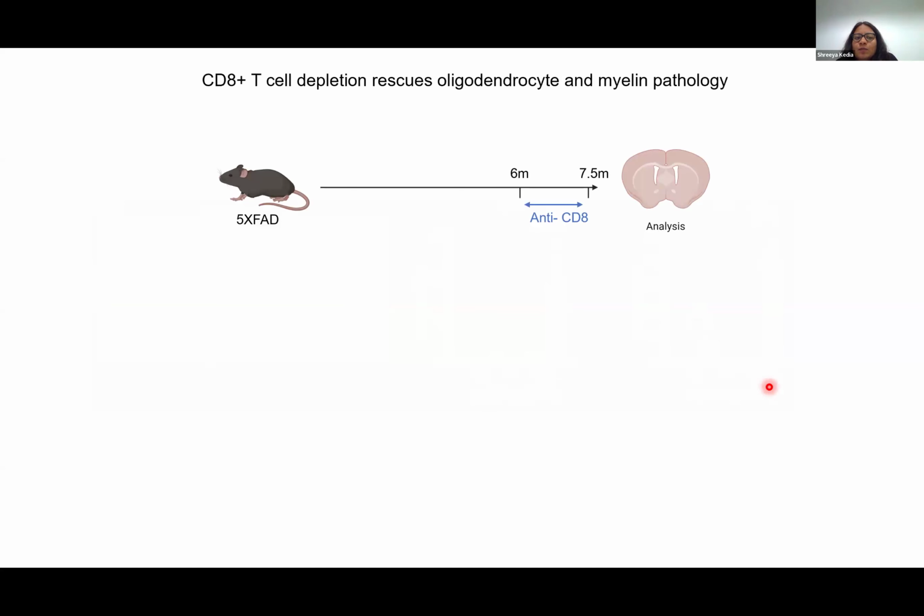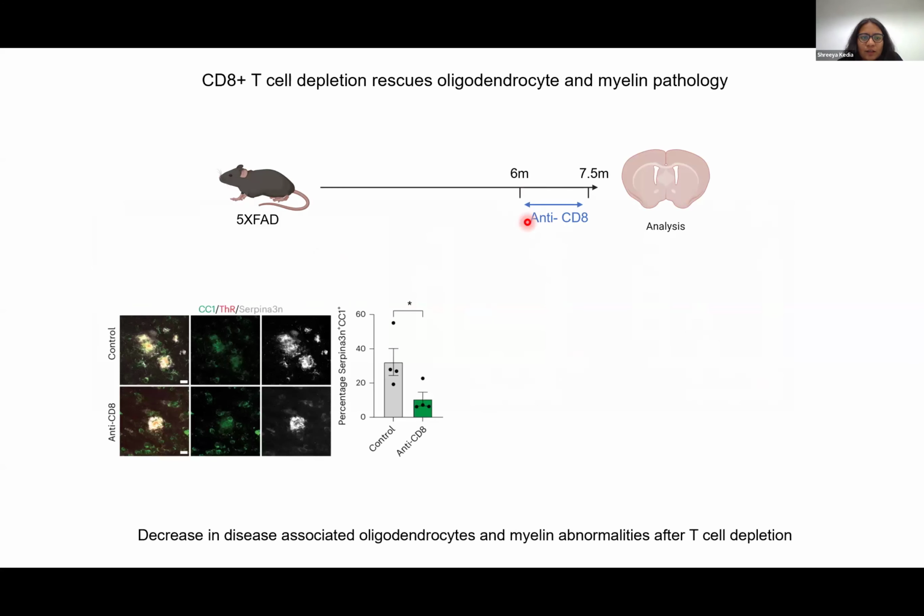To address if this population is actually myelin damaging, we decided to deplete them by administering 5XFAD animals anti-CD8 antibodies intraperitoneally for 6 weeks, starting at 6 months. This helped us get rid of all the T cells from the mice. I then looked at disease-associated oligodendrocytes by staining for SERPINA3N and CC1, which is a marker for mature oligodendrocytes, and observed a decrease in disease-associated oligodendrocytes after anti-CD8 antibodies.